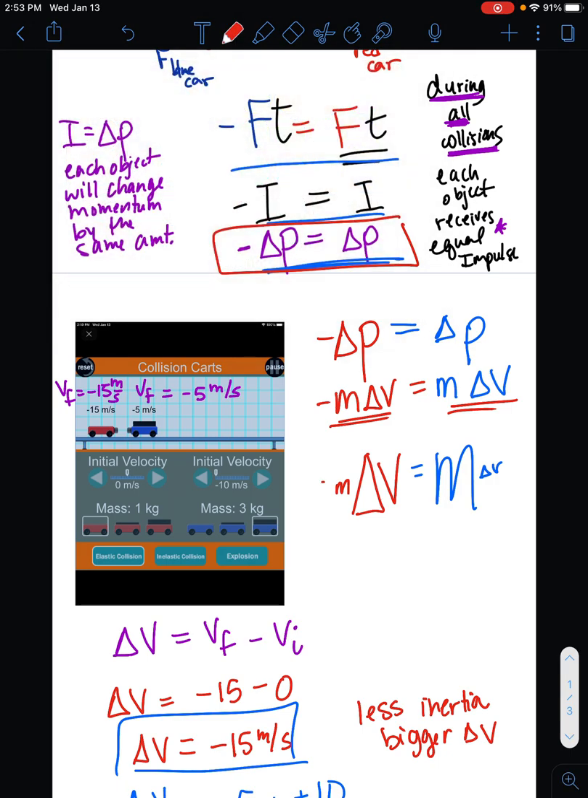And so one of them changes their direction one way, one of them changes the other, but the idea is during all collisions we have equal forces, equal impulses, equal changes in momentum, but our change in velocity depends on our mass. Big masses don't have to change their velocities by very much. Small masses need to change their velocities a lot in order for those changes in momentum to have the same magnitude.